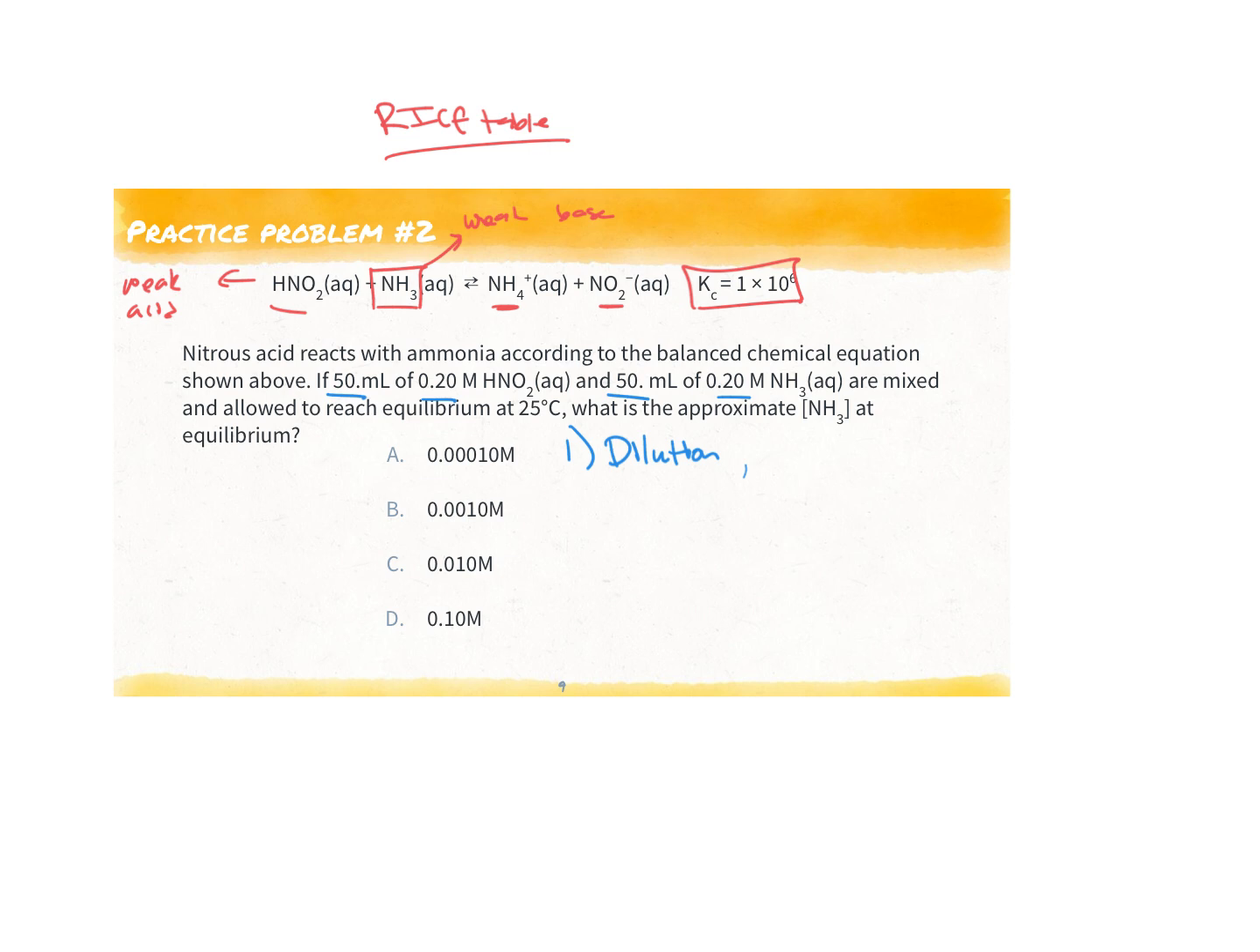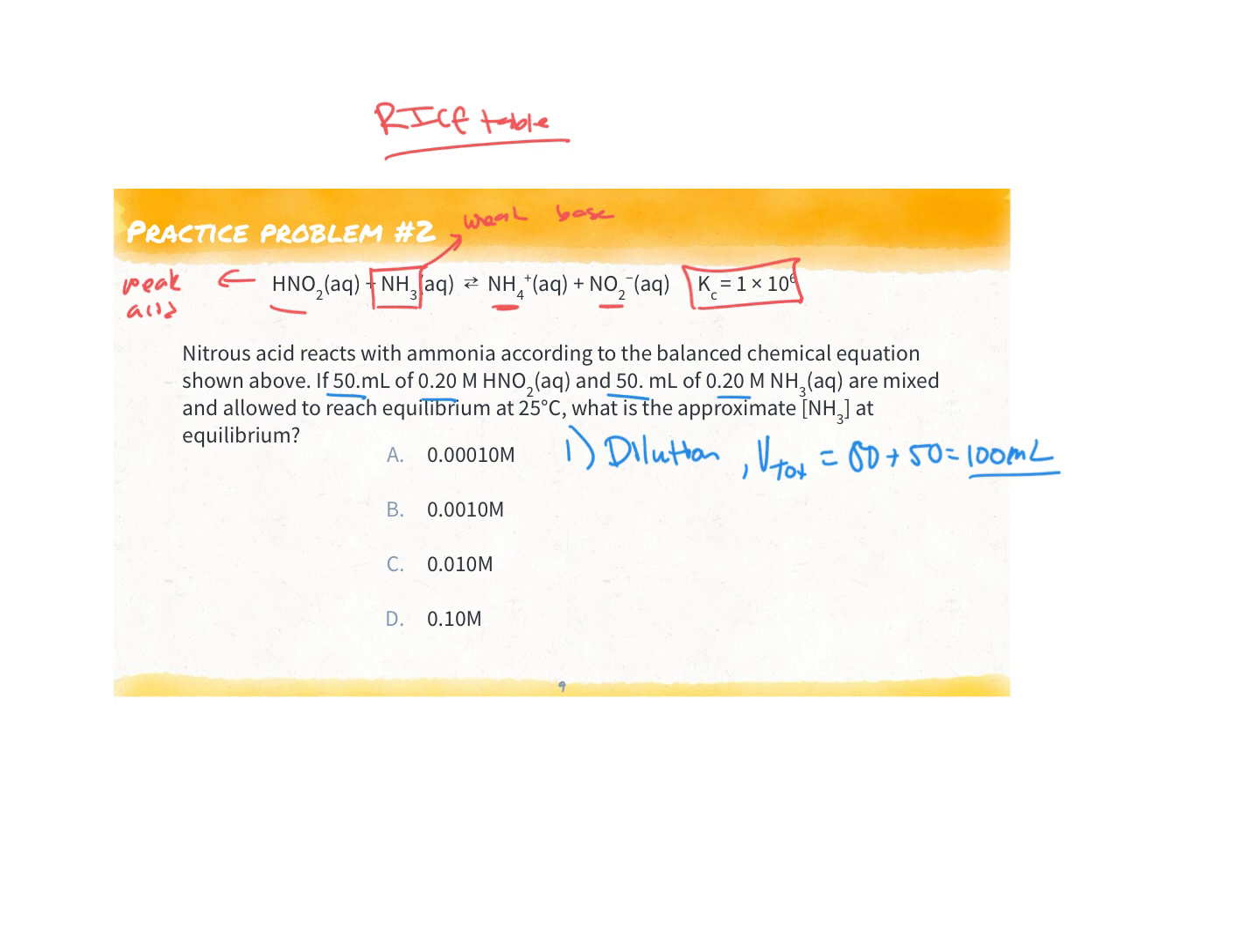We can see that the total volume is just 50 plus 50, which is equal to 100 milliliters. And so now our solution is 100 milliliters, right? We don't have 50 milliliter solutions of each, but now we have 100 milliliters. And so what we need to do first is just determine the new starting concentration of each as soon as you mix them. And that's pretty simple.